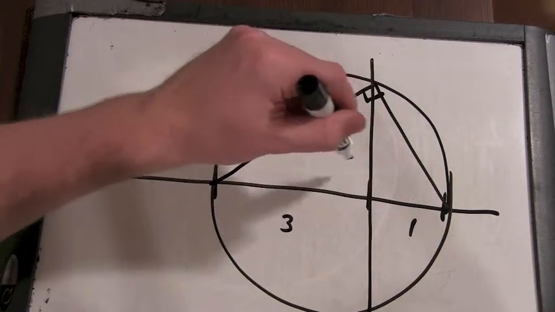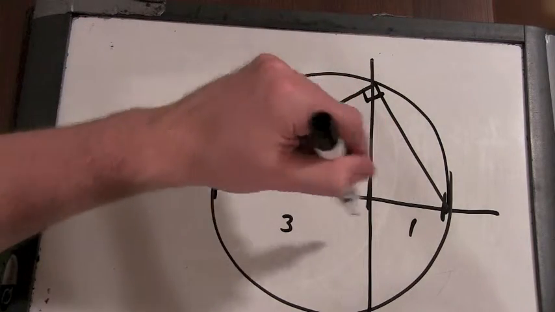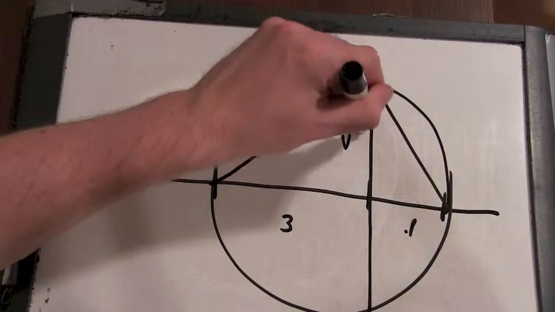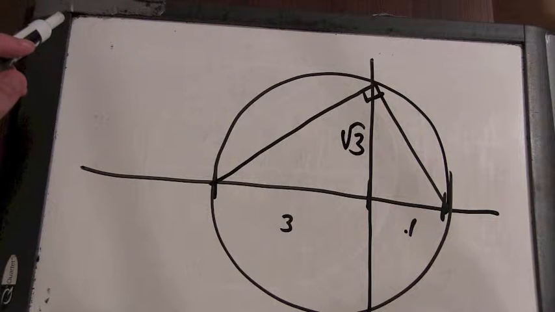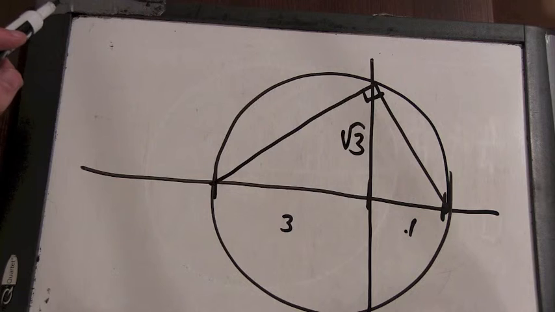And from what we just learned, that height is going to be the square root of this times this, or square root of 3. So you've just learned how to construct the square roots, in this case the square root of 3, but square roots of any integer at least, given two lengths. That's pretty neat, right? Yeah. Okay, one more thing.